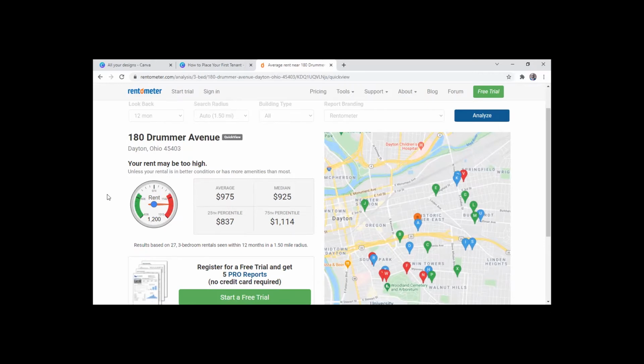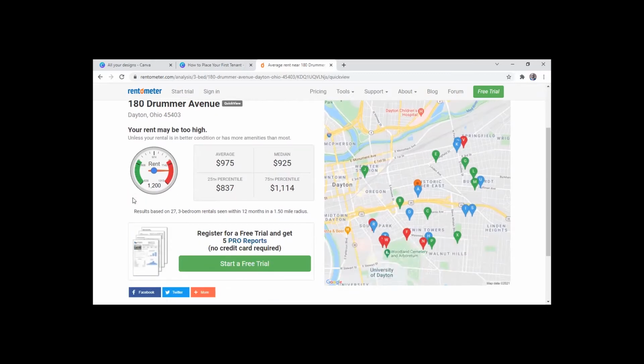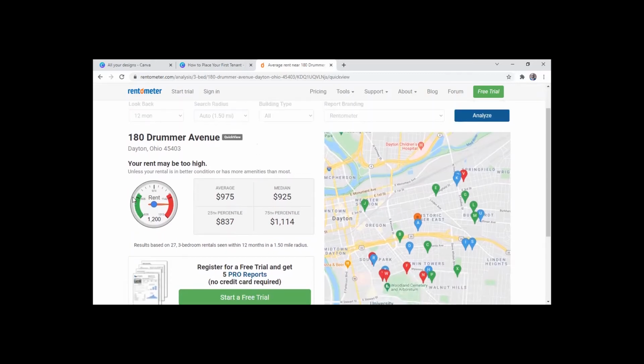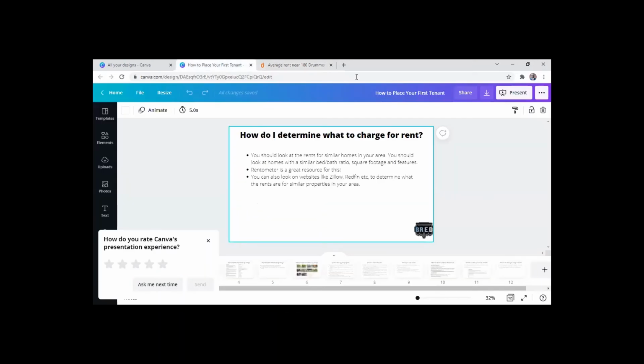That's an important caveat. And you also are able to do this like a few times. I'm not sure how many times you can do this for free. But again, I wouldn't limit yourself to Rental Meter. I recommend looking at actual live listings and seeing what people are charging for similar properties. But again, Rental Meter is a good resource. It's good kind of a benchmark to just get started and seeing what the comparable rents are. So we'll get back to the presentation.